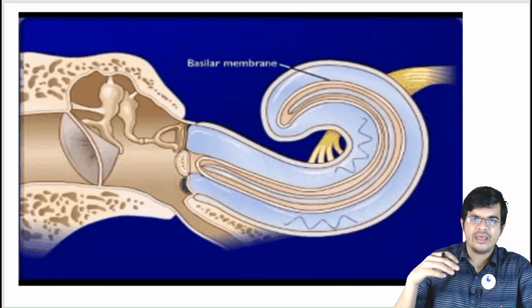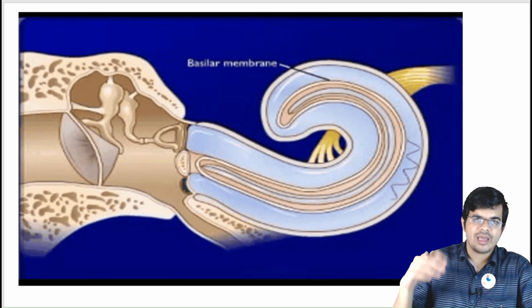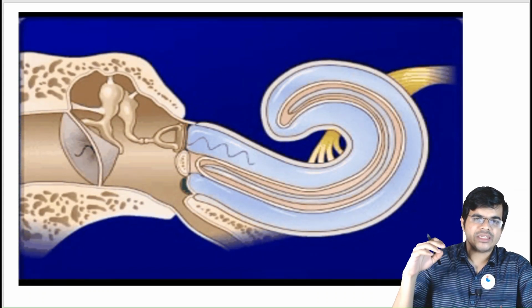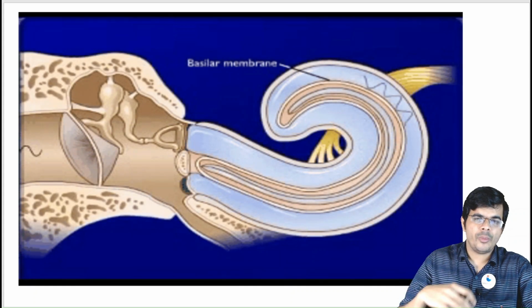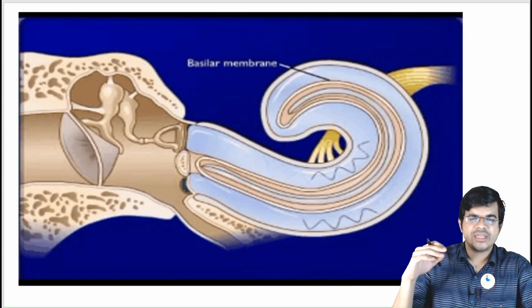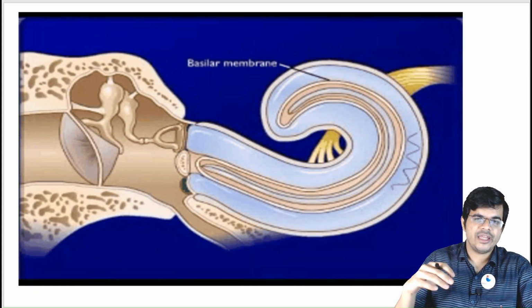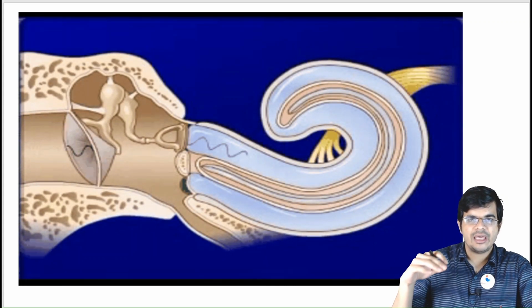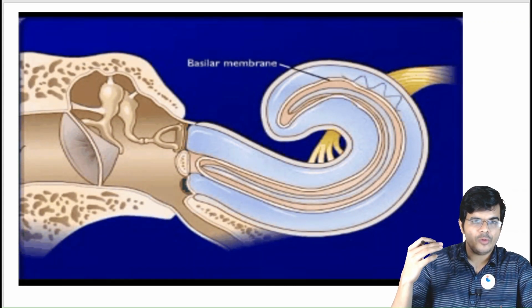So this is what a traveling wave does. A traveling wave that is released because of the movement of the basilar membrane goes and stimulates the basal area when it is of high frequency, and the apical area when it is of low frequency.